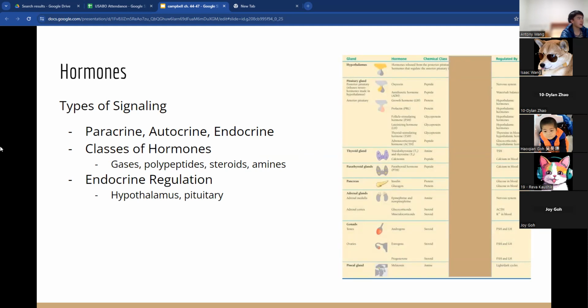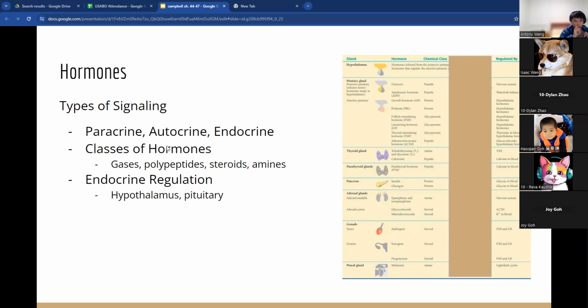So, hormones, types of signaling: paracrine, autocrine, and endocrine. Paracrine means you're secreting a hormone that acts near you. Autocrine, you're secreting a hormone that acts on yourself. Endocrine, you're secreting a hormone that moves through the blood.